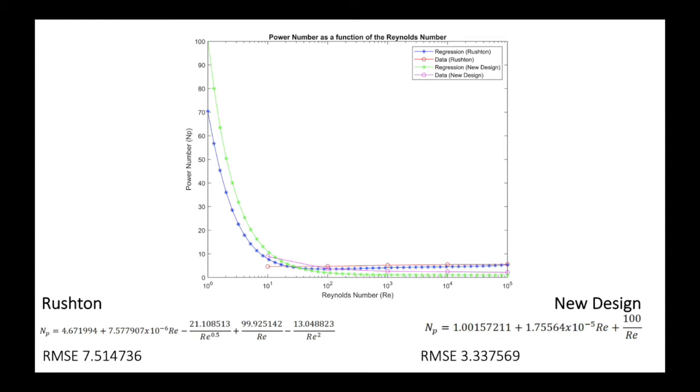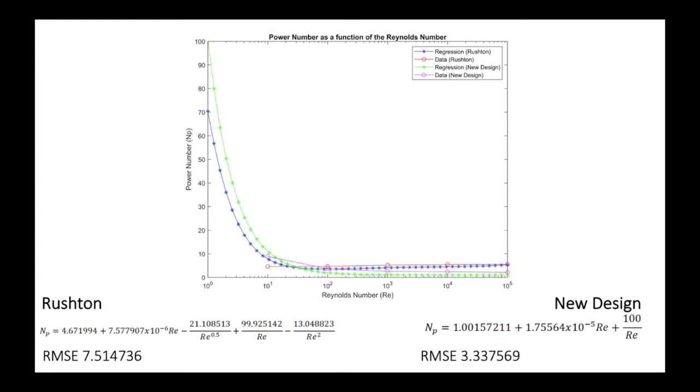Both this regression and the one provided in the literature for the Rushton turbine were contrasted against the simulation data, calculating the root mean square error. As can be seen, this value is higher for the Rushton regression, due, it seems, to the regression not properly approximating the true power number for laminar regimes of flow.